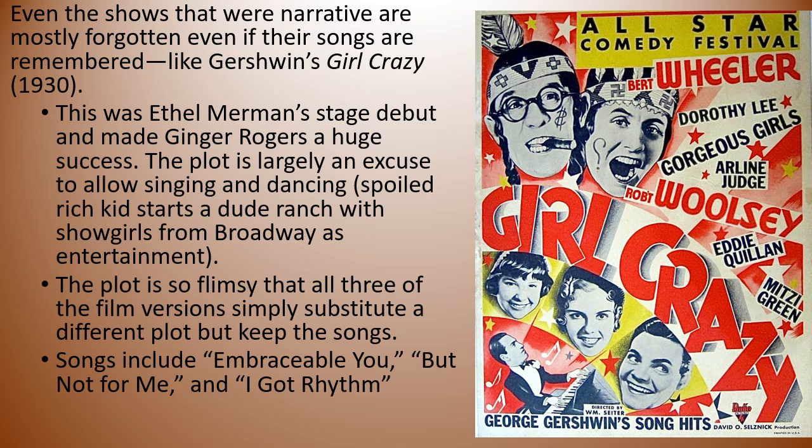The plot indeed is so silly, so flimsy, that all three film versions of it, and there are three film versions of this musical, just create a new plot and keep all the same songs, right? So the songs don't relate directly to the plot. Embraceable You is just a love song. I Got Rhythm is about how you dance. I've got rhythm, right? But Not For Me is a song about the loss of romantic love. So that'll fit pretty much any story you can come up with, right? So the plots here are entirely flimsy.